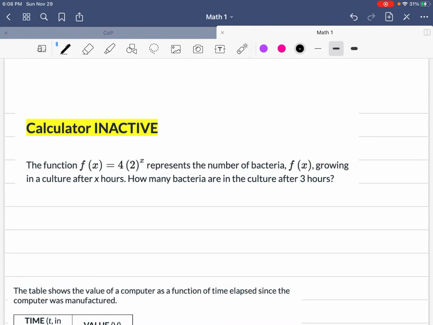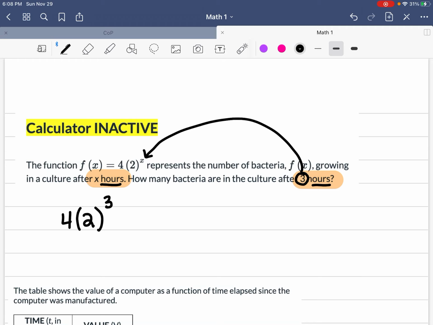All right, so for this example, they give us an exponential function, and they tell us that x represents the number of hours. So that's the key for this problem. And then they want us to estimate how much bacteria will be in there after 3 hours. So we're going to take the number 3, and because our units match, hours and hours, we're going to plug that in for x. So we're going to say 4 times 2 raised to the third power.